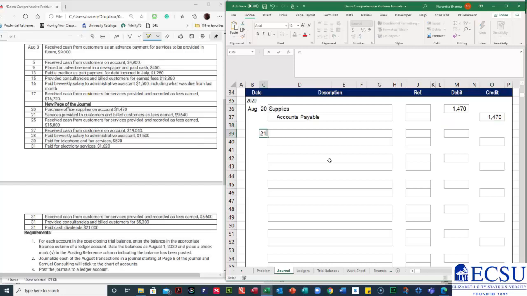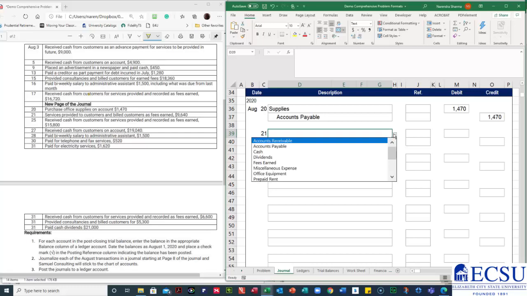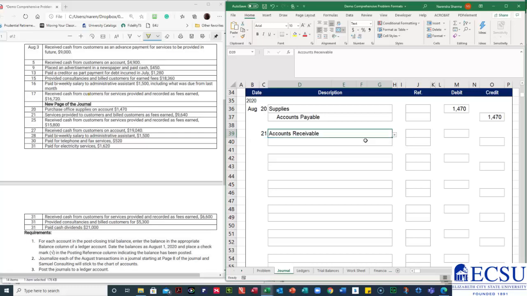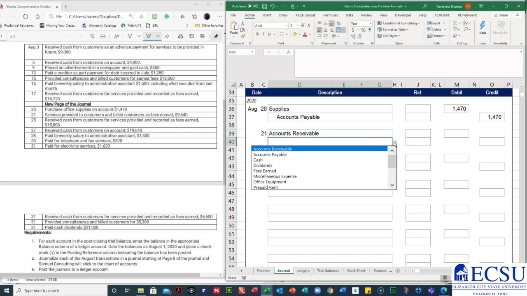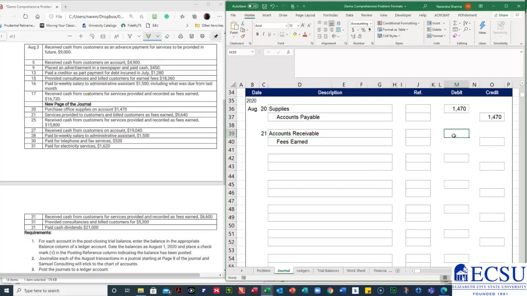So August 21, it says service provided to customers and billed customers for fees earned. Again, billed means I have not received money, so therefore accounts receivable, and for what? Fees earned. So that will be fees earned, and the amount is going to be 9,640 and 9,640. All right, so that's 21st. Let's move on to 25.